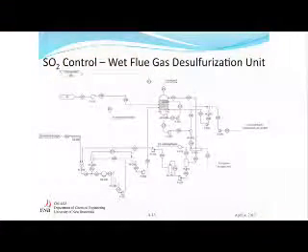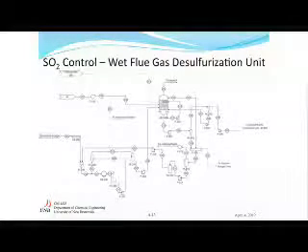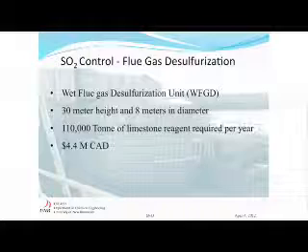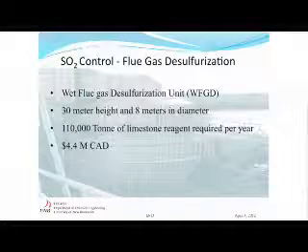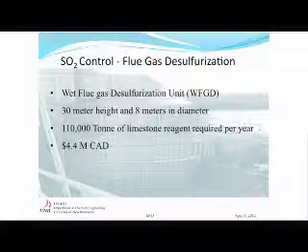So here's a process flow diagram for the wet flue gas desulfurization unit to remove the SO2 particles. The flue gas from the electrostatic precipitator will mix with the limestone slurry, and it will react in the absorption tower here using chemical absorption. We achieve 95% SO2 removal. The reaction of SO2 and limestone will produce gypsum.